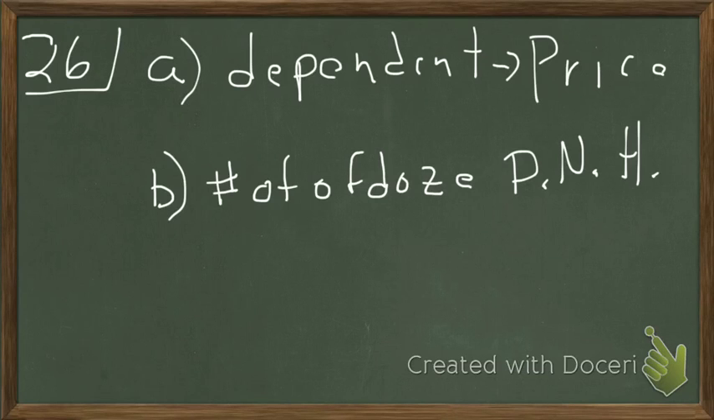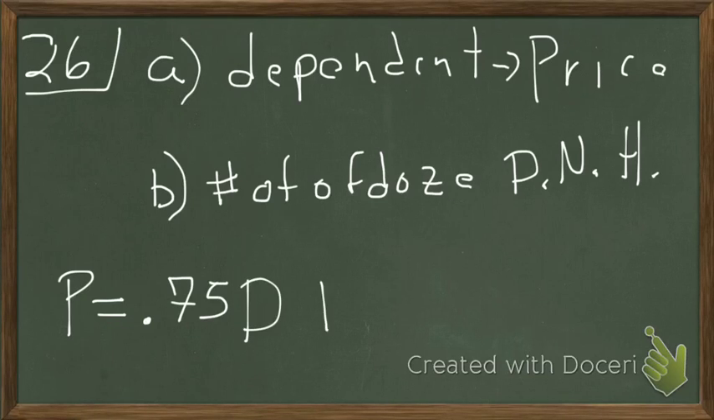Now, part B says to write a linear equation that could model the cost as a function of the number of dozens of donut holes. Now, for that, I said that P equals 0.75D plus 0.25, where P was the price and D was the number of dozens of donut holes. Okay.